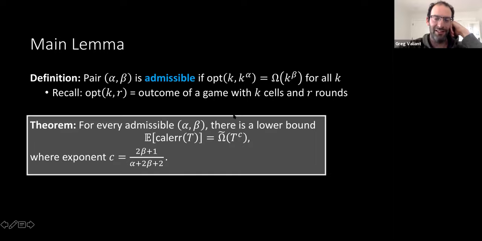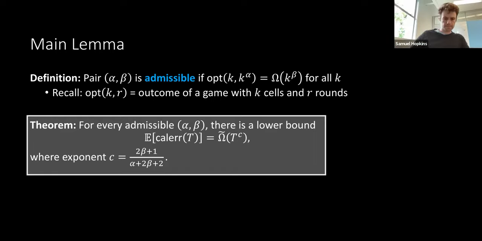Right, so if you wanted alpha equals 1, beta equals a half, you're saying for any k, there's a game with k entries, order k rounds, where the adversary can ensure that square root k arrows remain. Thanks.